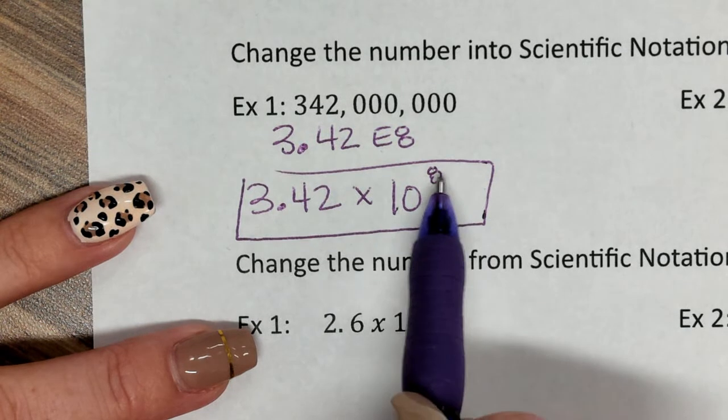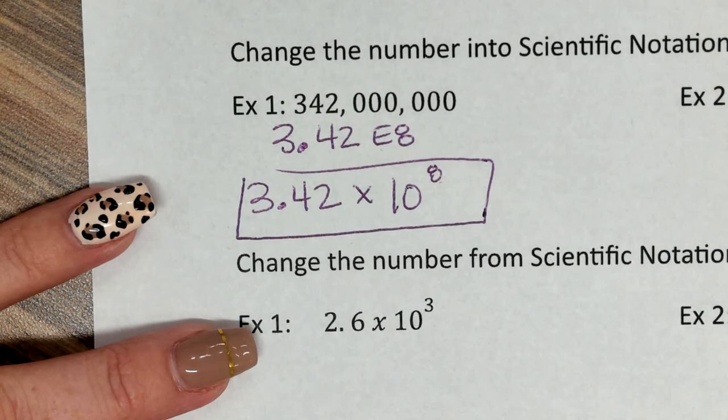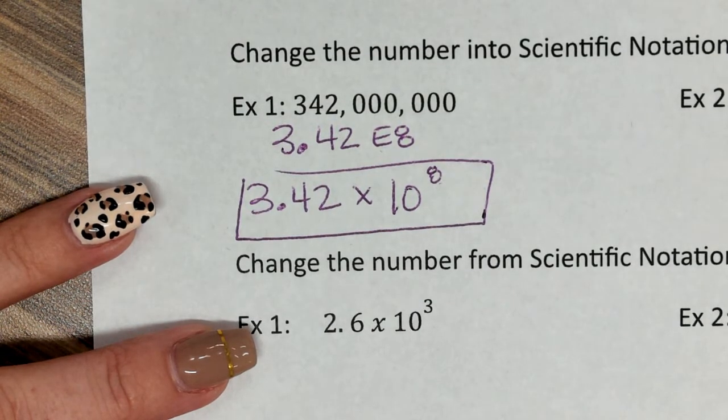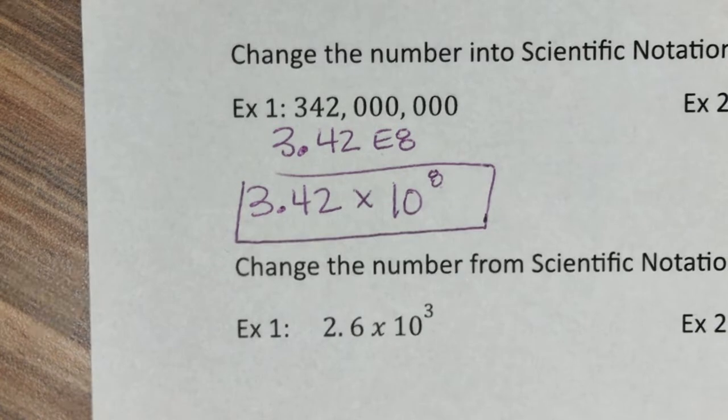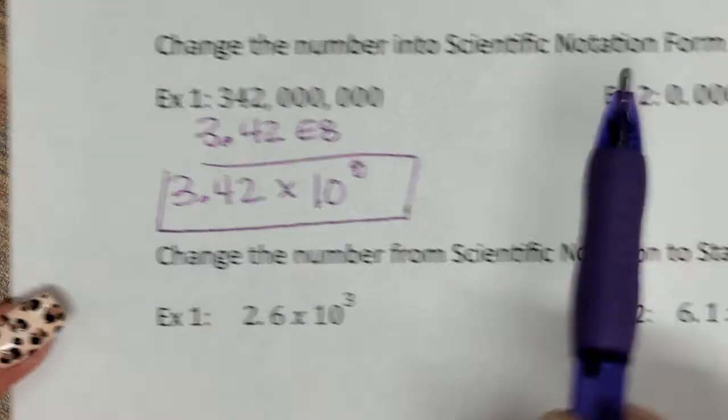This number does not mean add 8 zeros. Did y'all hear what it does not mean? It does not mean add 8 zeros. It means move the decimal 8 times. Make sense?